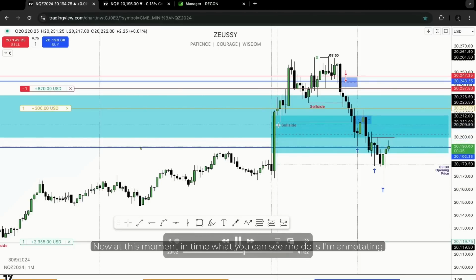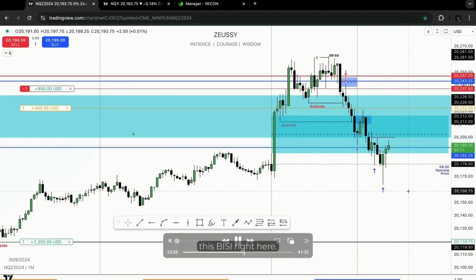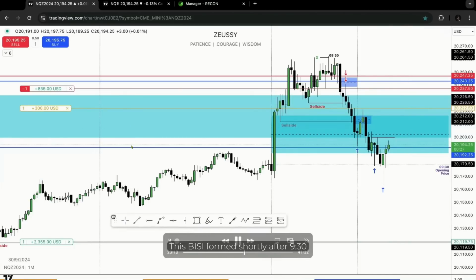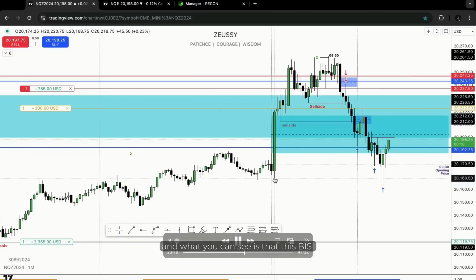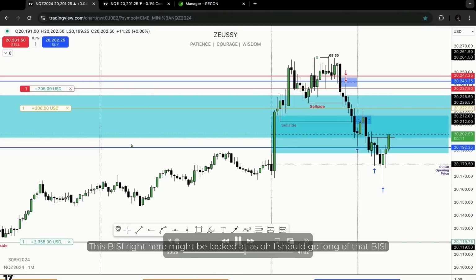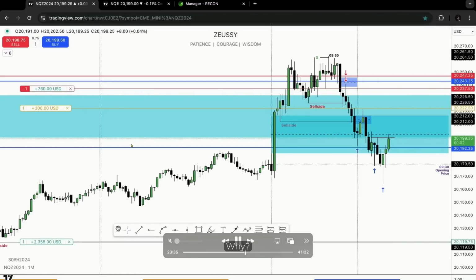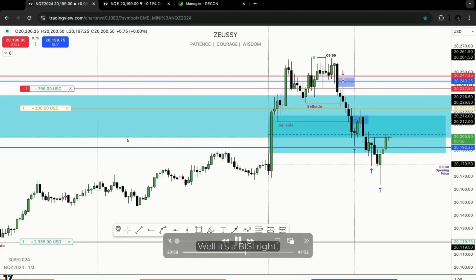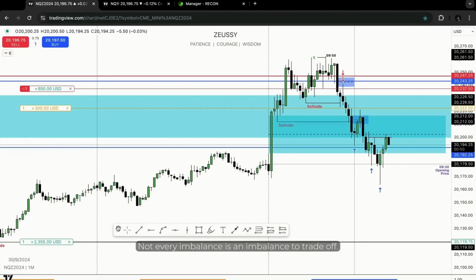Now at this moment in time, what you can see me do is I'm annotating this BC right here. This BC formed shortly after 9:30. And what you can see is that this BC set up the repricing higher. This BC right here might be looked at as, oh, I should go long off that BC. Why? Well, it's a BC, right? It should function as support in price. Wrong. Not every imbalance is an imbalance to trade off.